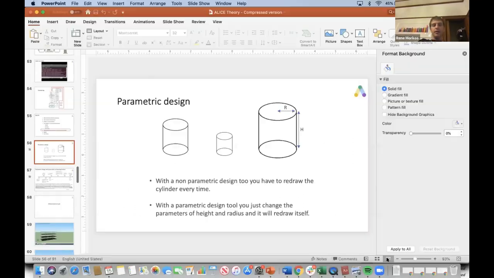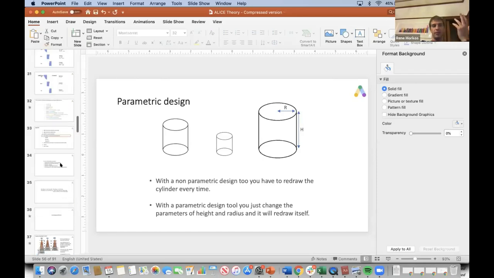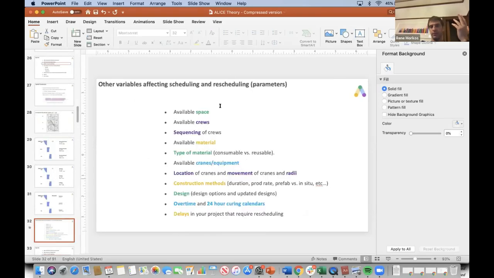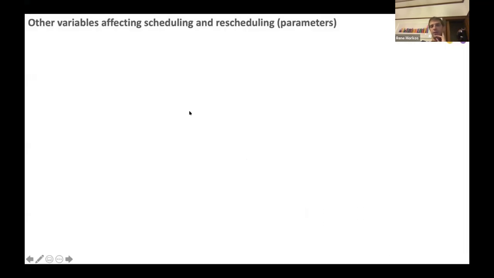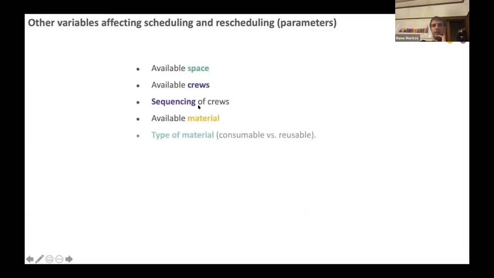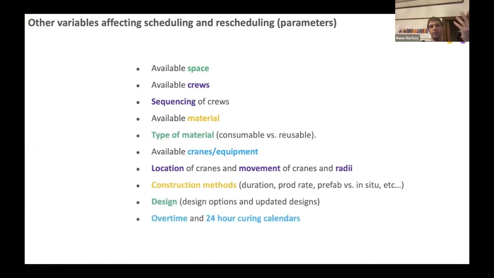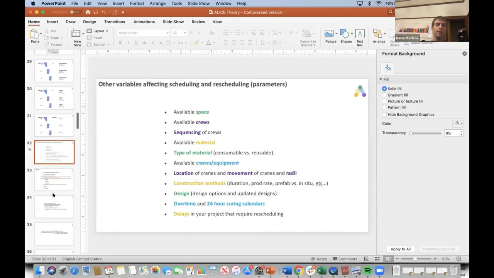With Alice, you change the number of cranes, the number of crews, press the button and rebuild it. These are the parameters that you can change with Alice. You can change the available space, sequence, crews, radii, location of cranes, and so forth. Press the button and rebuild it.